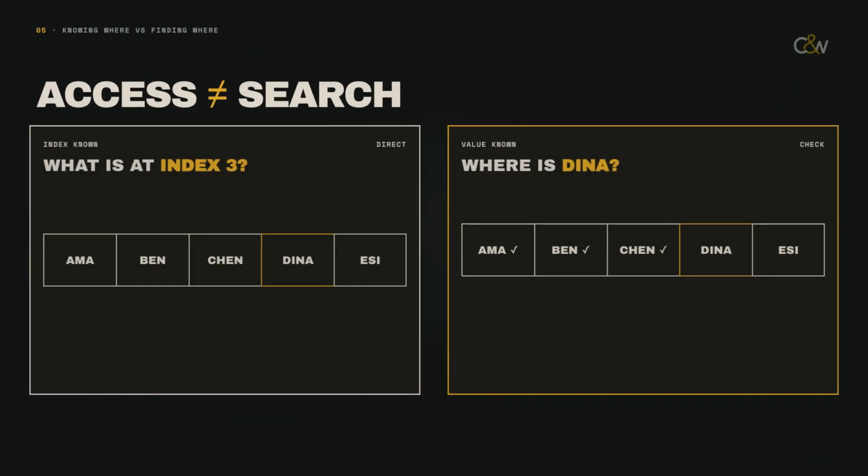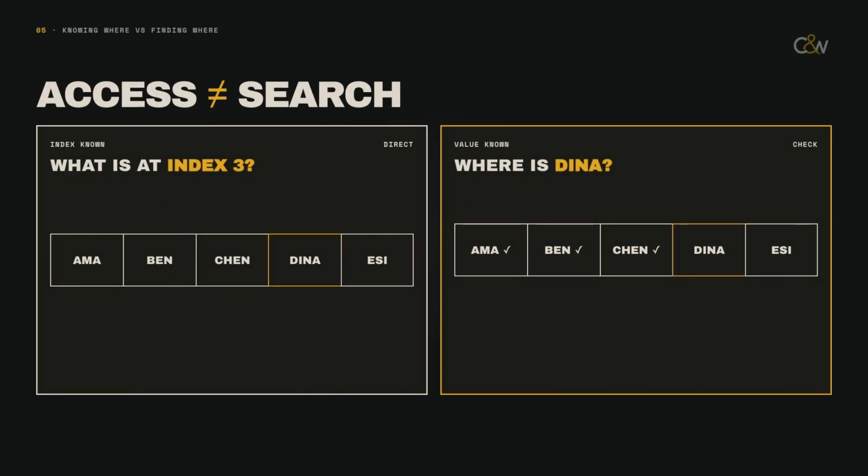Here is a common mistake. Fast access does not mean fast search. If I ask, what is at index 3? You already know the position. The array jumps directly there and returns Dina. But if I ask, where is Dina? And the names are not sorted, the index is unknown. We may check Amma, then Ben, then Chen, then Dina. In the worst case, we examine every item. That search is O of n.